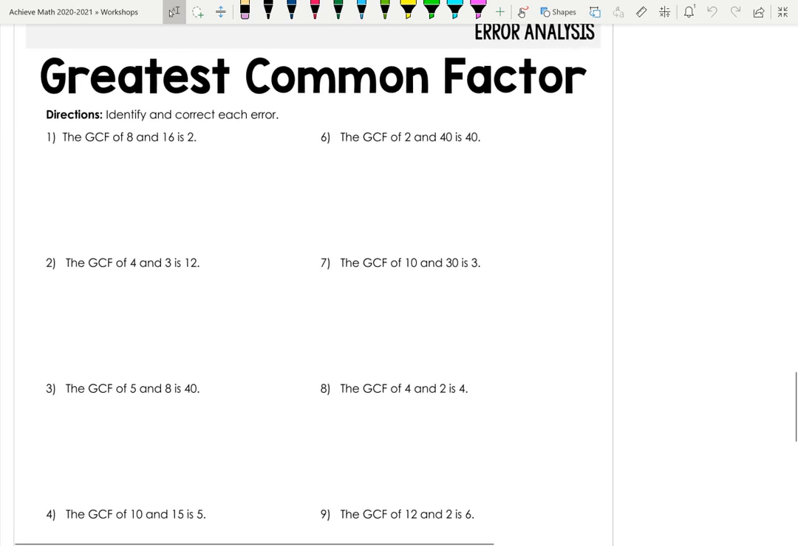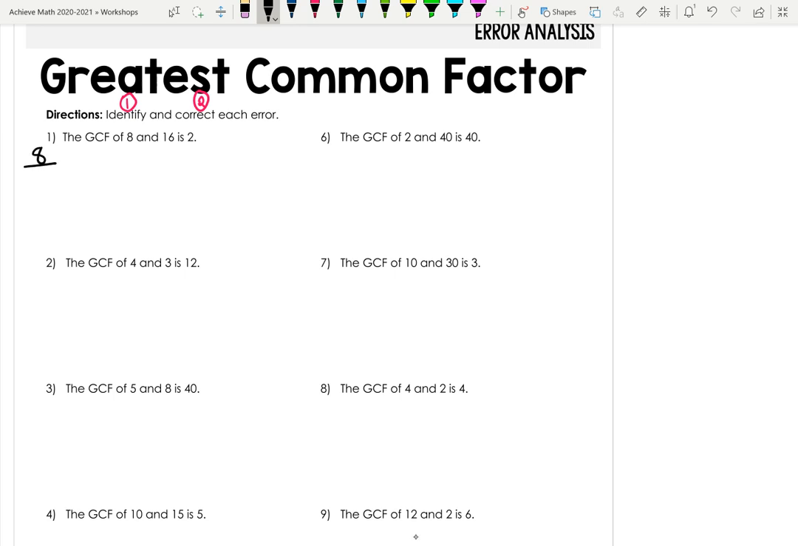All right, so for this, just remember our key is to identify, and then we have to correct the error. So we're going to do two things. We're going to figure out what's wrong and what the error is. Now, let's go ahead and do 8, 16 is 2.